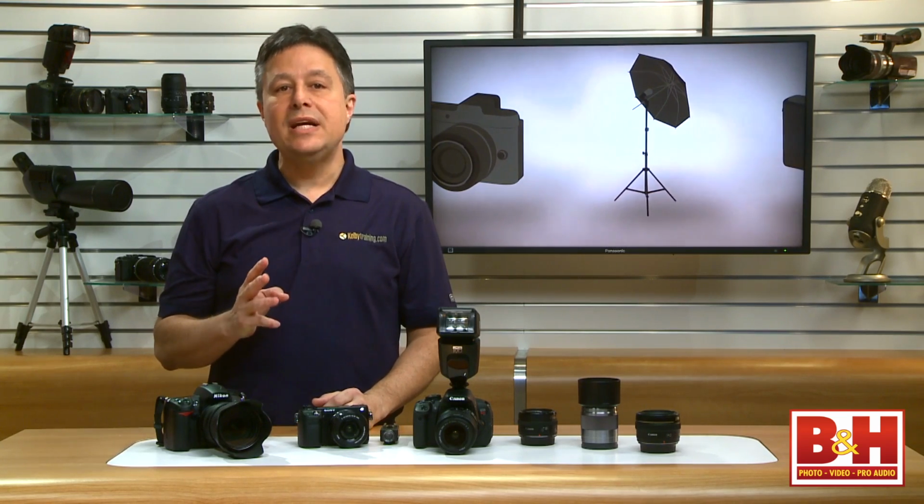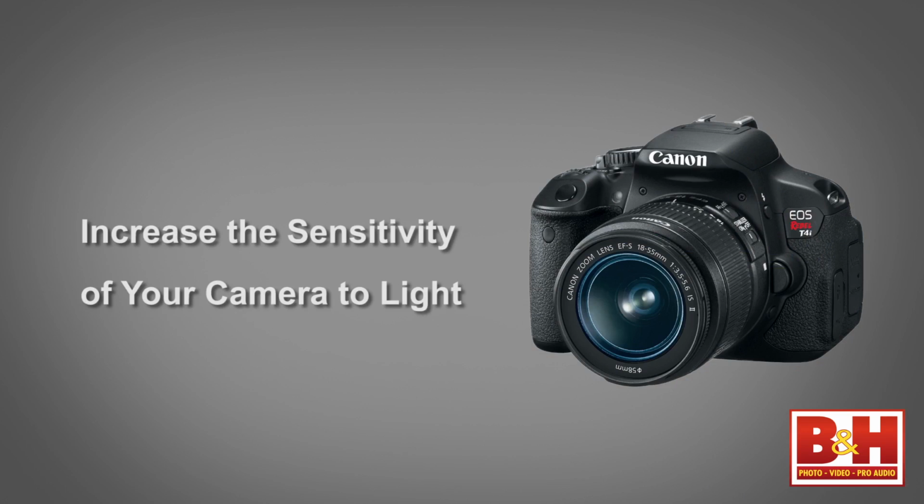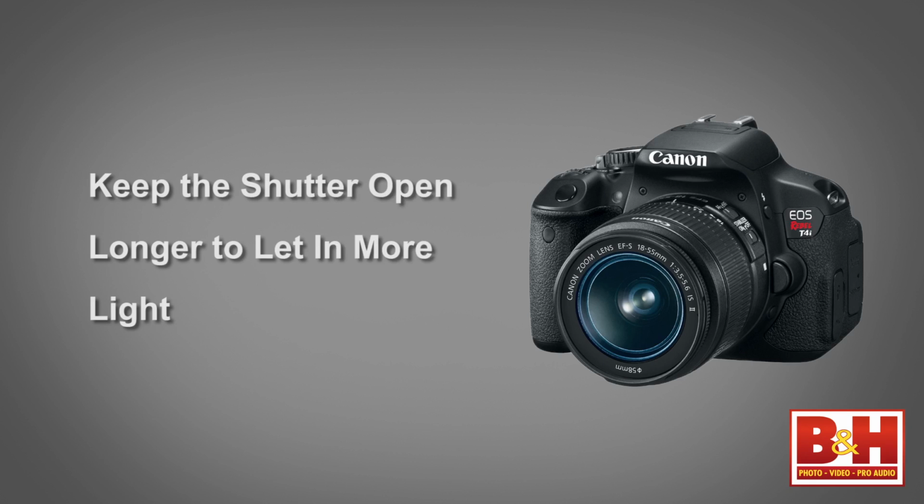Now, there are 3 settings that you can adjust to help your camera get enough light for an exposure. You can increase the sensitivity of your camera to light, you can open the aperture wider to let in more light all at once, and you can keep the shutter open longer to let in more light over time.